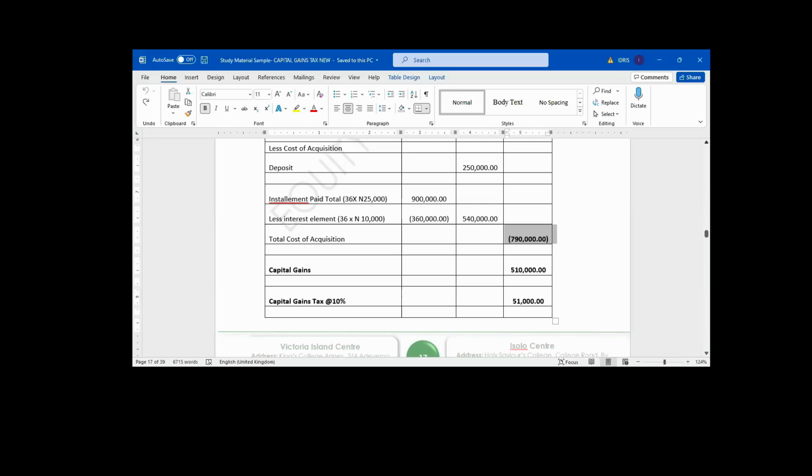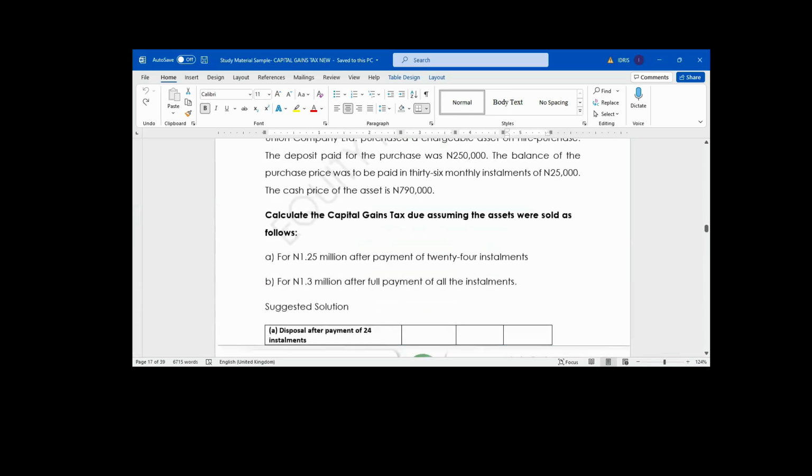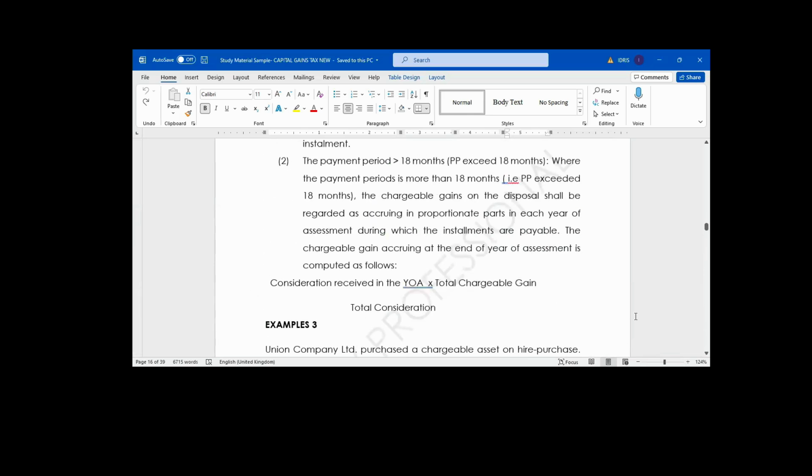Yes, sir. So I can't recover my money again, and I've paid capital gain tax. So the best is I need to pay on installments, as the buyer is paying it. According to the capital gain tax law, when you sell an asset and the buyer wants to pay on installment, if the installment is more than 18 months, that means you pay the capital gain tax too on installment. But if the installment is less than 18 months, you are going to pay the capital gain tax at once.